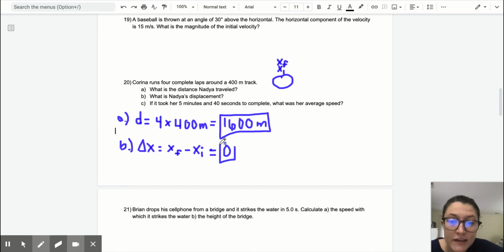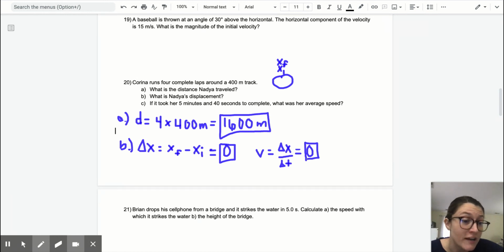Okay, so what that would mean is that her velocity is also 0, because velocity is change in position over change in time. 0 divided by however long it took her will be 0. So when you're running around a track, you have no velocity at all if you start and end at the same place. And you also, if you start and end at the same place, you have no displacement.